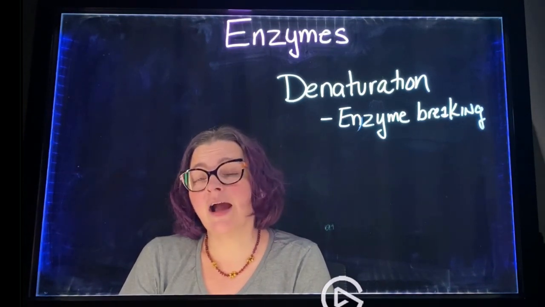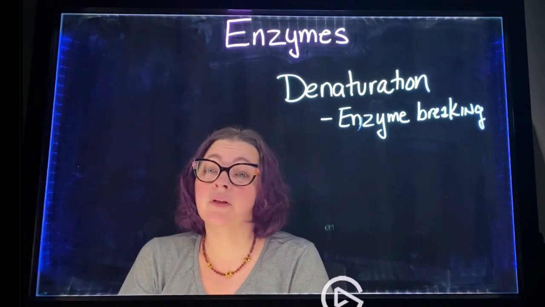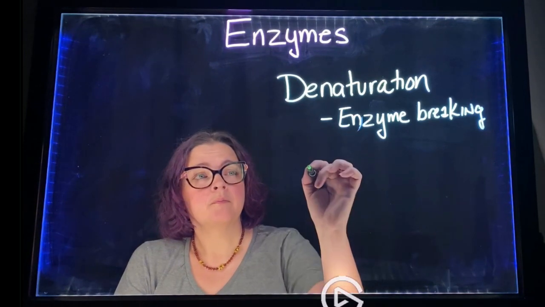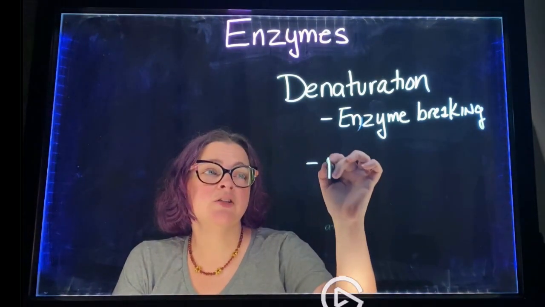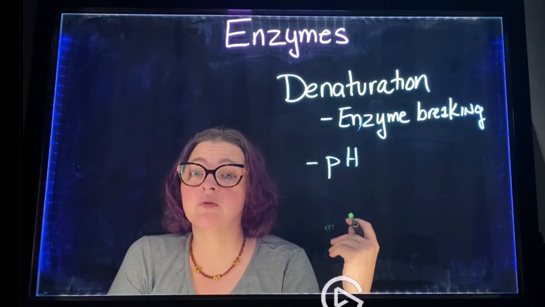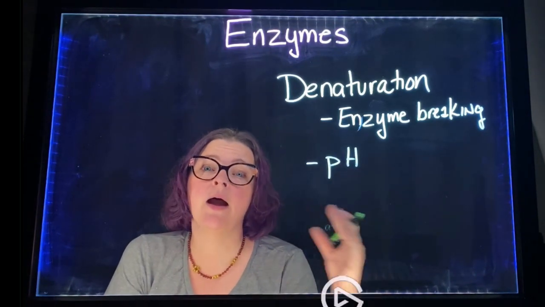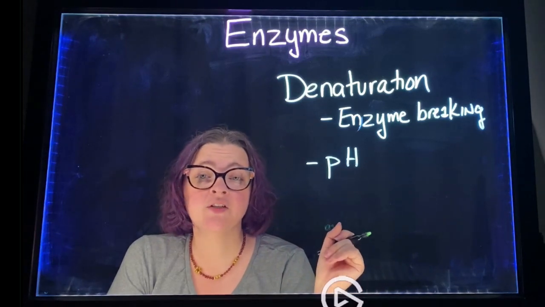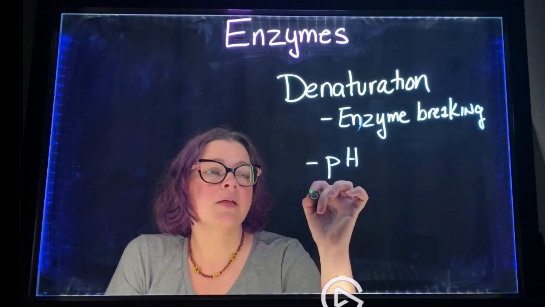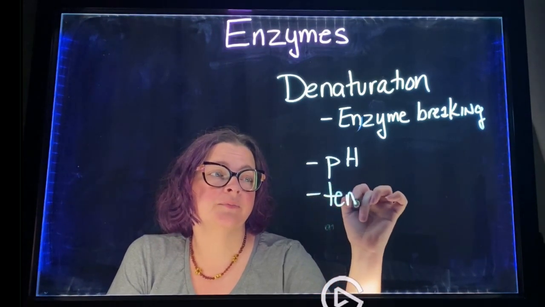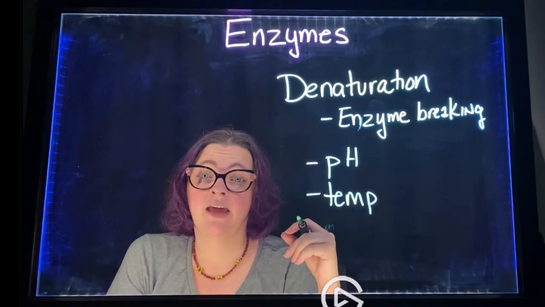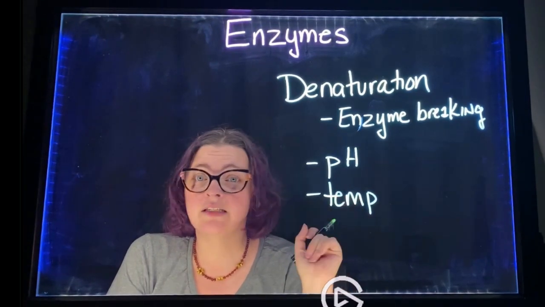There are several factors that play a role in denaturation, so things like pH. There's generally a good pH range for most enzymes, and when you get too high or too low above that range, you'll denature the protein and it won't work. Things like temperature. When it gets too hot or too cold for that enzyme, depending on that enzyme, it could denature the protein.